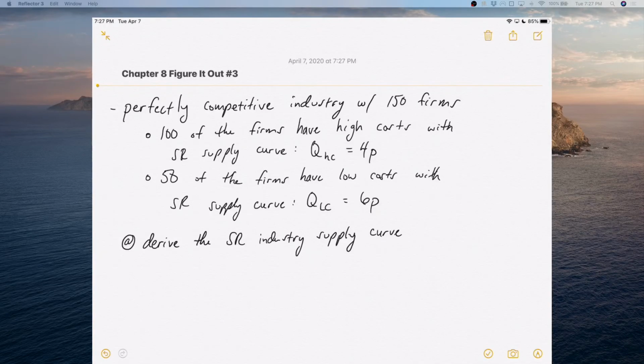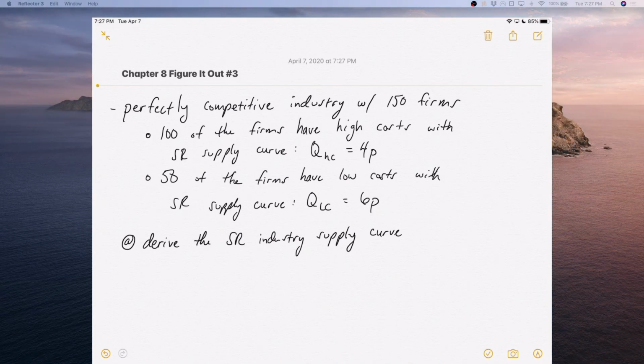All right, this is the third and final figure it out problem for chapter 8 on perfect competition. We have a perfectly competitive industry with 150 firms. 100 of those firms have high costs with a short run supply curve of QHC, that HC just stands for high cost, equals 4P, and 50 of the firms have low costs with the short run supply curve of QLC equals 6P. Again, LC just means it's referring to the low cost firms.